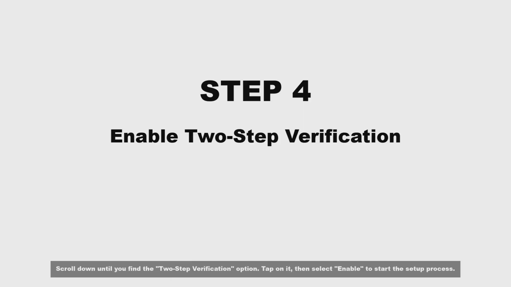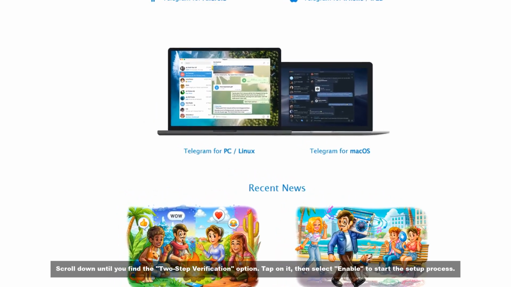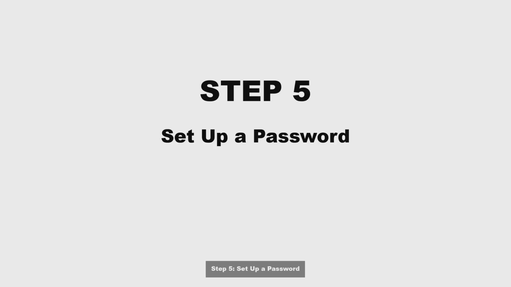Step 4. Enable two-step verification. Scroll down until you find the two-step verification option. Tap on it, then select Enable to start the setup process.